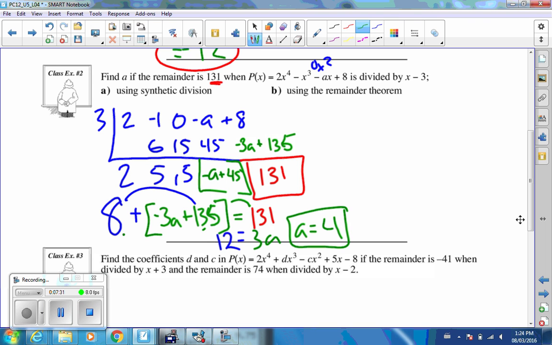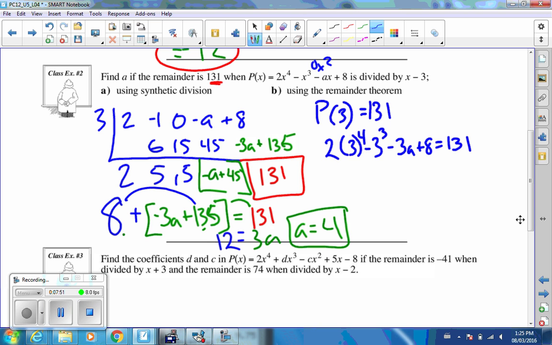Again, it's a little unwieldy. My favorite way is this. P at 3 equals 131. So now I just have to write out P at 3. 2 times 3 to the 4th minus 3 cubed minus 3a plus 8 equals 131. 3 to the 4th is 81, so 162. 3 cubed is 27.